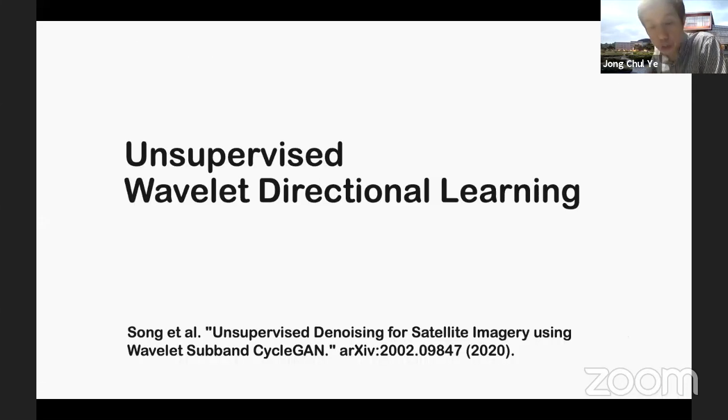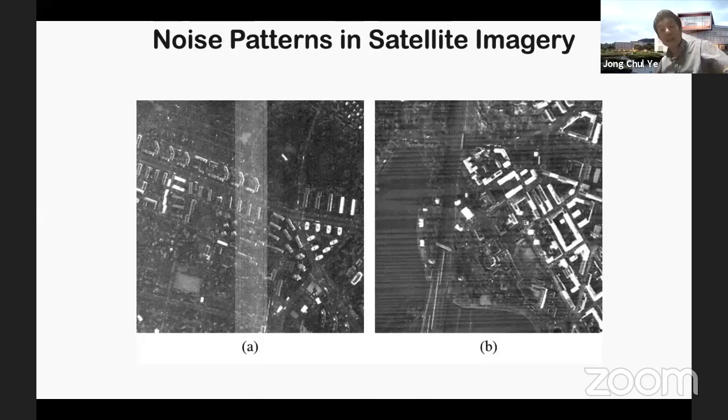Now another thing is the wavelet directional learning. This is an unsupervised learning approach, though I'm not talking about unsupervised learning here. Instead of learning in the image domain, there is a better domain you can learn in, because the signal representation is better. This was motivated by our project with the Korean Aviation Research Lab.